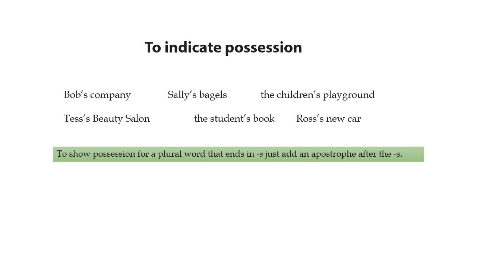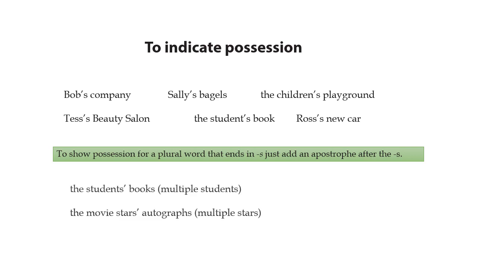But to show possession for a plural noun, a plural word that ends in S, just add an apostrophe. That's when you just add the apostrophe. So for example, the students' books, there's multiple students there. The movie stars' autographs, multiple movie stars. So those are plural words. They end in S. So in that case, you just put the apostrophe on the end. So it's really the difference between not whether it ends in S or not so much, but whether it's plural or singular.